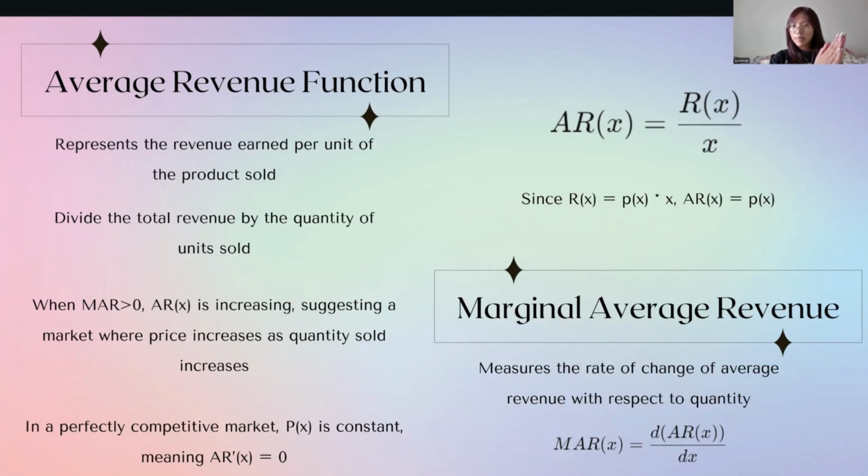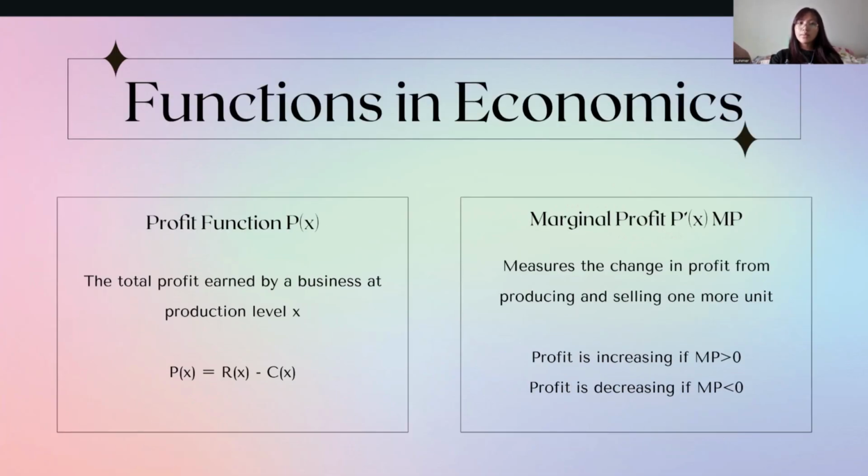Now, in a perfectly competitive market, the price stays constant, meaning the marginal average revenue is always going to be equal to 0. Now let's take a look at profit functions. The profit function is a function that describes the total profit earned by a business at production level x. This means that the total amount of units produced and the total amount of units sold is the same. So we can find profit by subtracting the cost function from the revenue function.